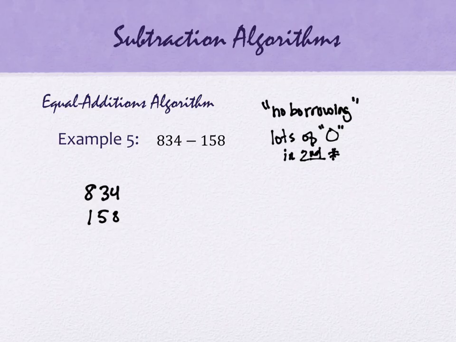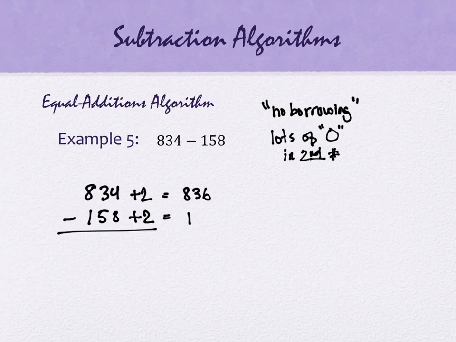So I take the second number, and I always affect change to the second number. So if I'm taking 158, and I do it place value at a time, how would I make the 8 into a 0? We would add 2. So we're going to add 2 here. But when I do this, I add equally. It is equal additions. I will add 2 to the top as well. With opposite change, whatever I did, I affected it by doing the opposite. Because this is subtraction, I'm doing it the same. So this becomes 836, and this one becomes 160.